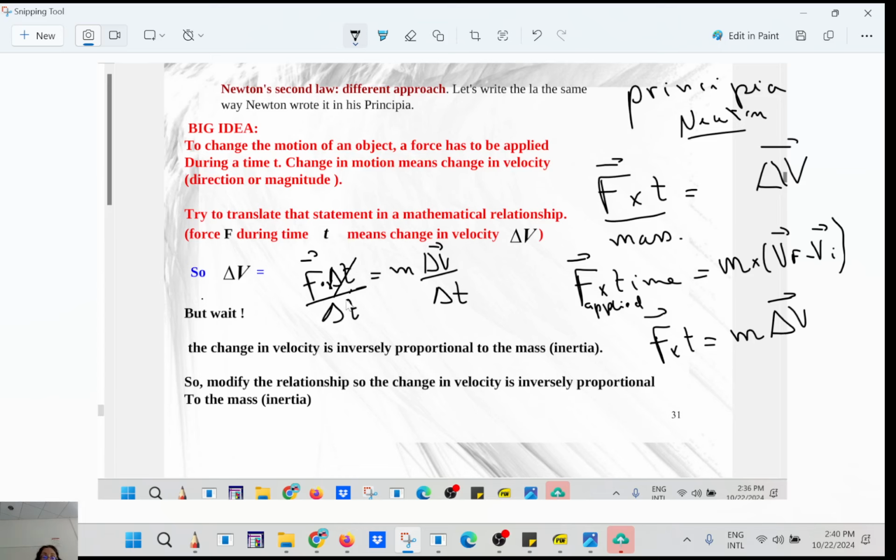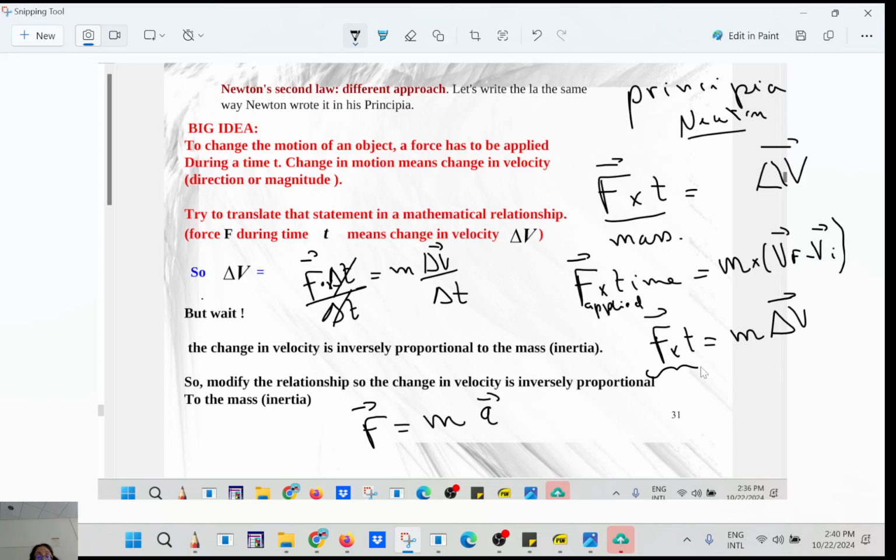Okay, so you can cross this out, and what do we find? F equals m. What is delta v over delta t? Very good. We go back to F equals ma. But this one, you understand more the concept. You apply a force during a time t, the momentum is going to change.